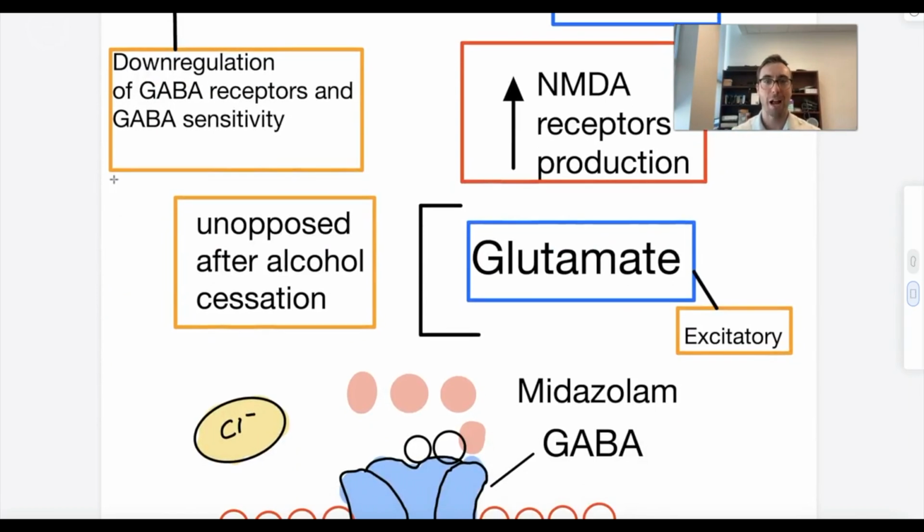So this is literally what happens when you abruptly stop alcohol if you develop a dependence on it. And the tolerance happens because if you chronically use alcohol, this would downregulate your receptors and sensitivity, and thus you would need more alcohol to bind to those receptors to stimulate a physiological effect. That's how the tolerance actually develops, which is really interesting.